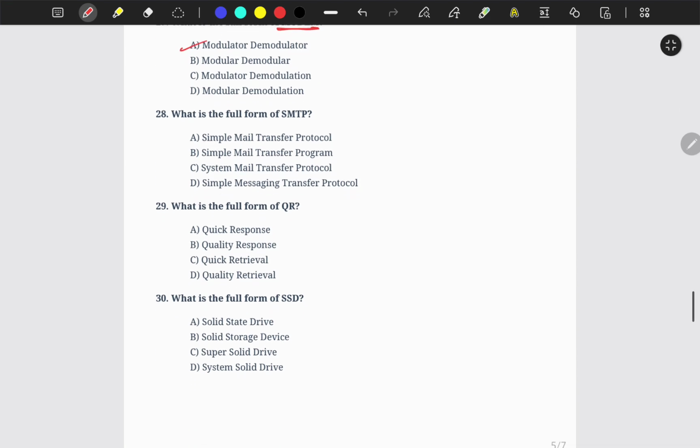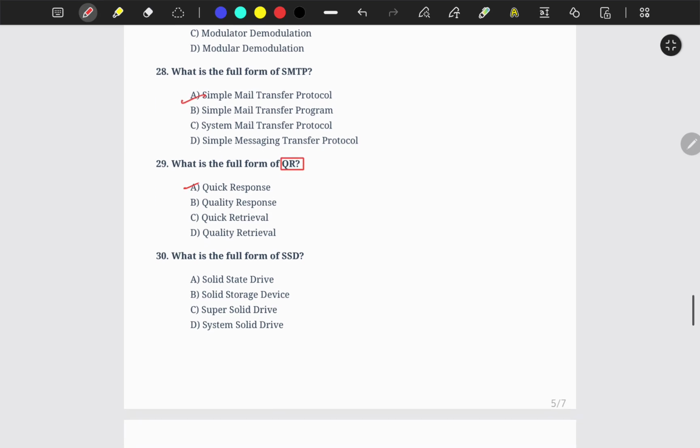What is the full form of SMTP? It is simple mail transfer protocol. Okay, what is the full form of QR? You use it in your everyday life, right? So the full form of QR is quick response code. Okay, quick response code. The full form of SSD, it is solid state drive.